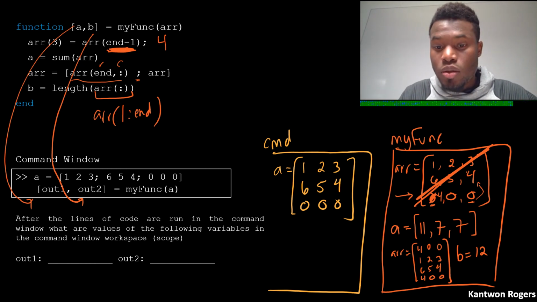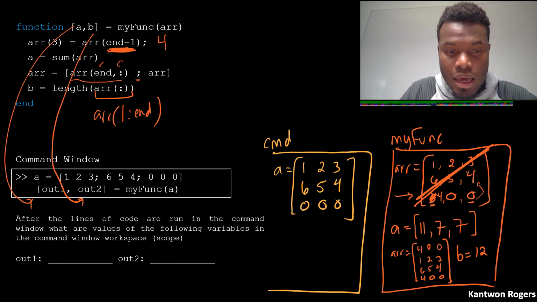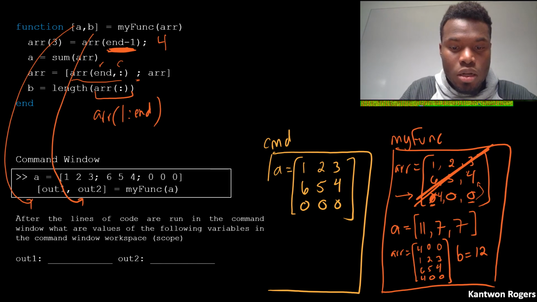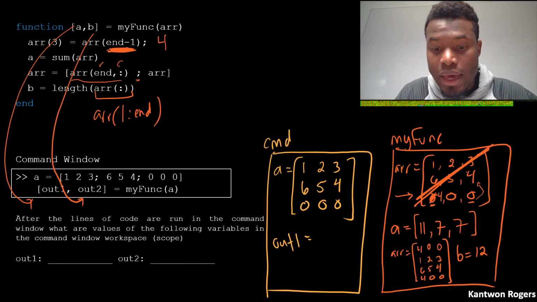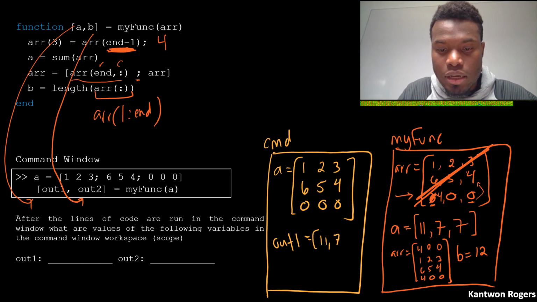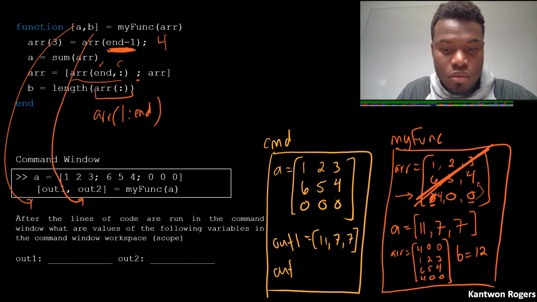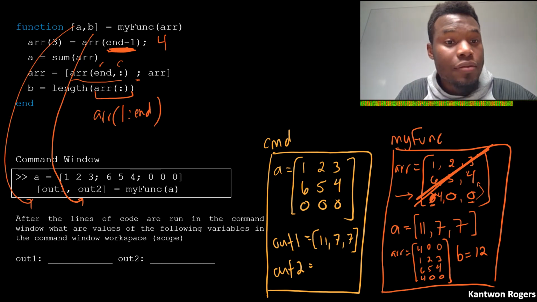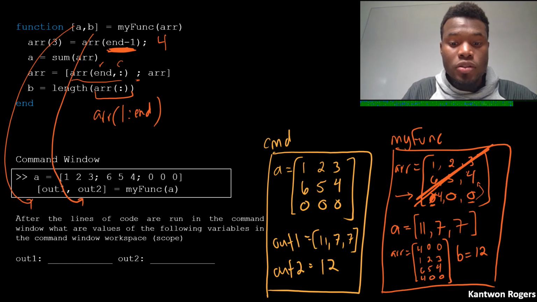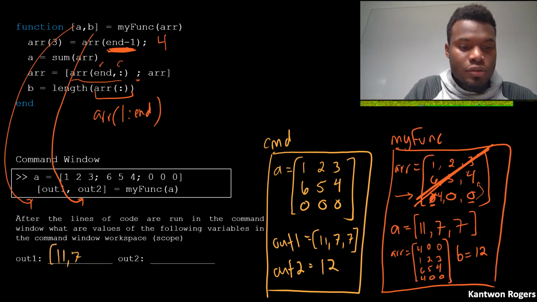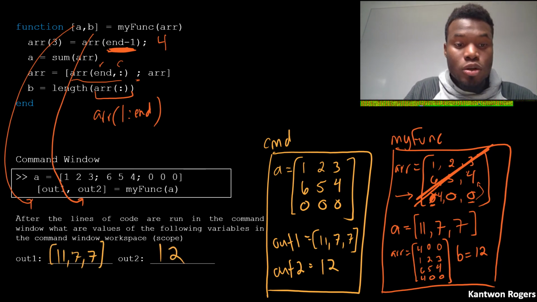So therefore, inside of our command window, or not A, sorry. Out 1 is whatever A was, which was 11, 7, 7. And then out 2 is whatever B was, and B is 12. And so that's it. So those are the two answers it asked for. So out 1, 11, 7, 7. Out 2 is 12. And that's it.